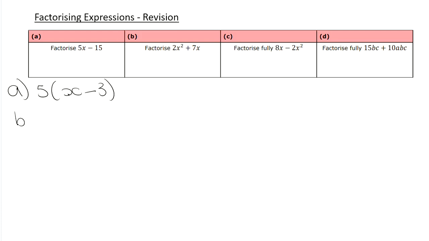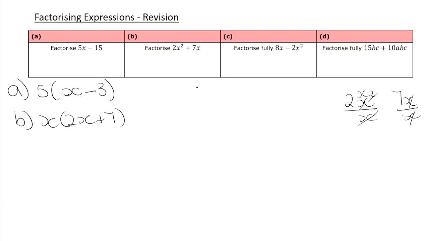So if I look at B, this time we have 2 and a 7. So there's no common factors with the numbers, but we have an x squared and an x. So I'm going to take x outside my bracket. So I'm just going to write by here, 2x squared divided by x. So this is going to cancel, just leave 1x. So we'll have 2x. And then we have 7x. So 7x divided by x, the x's cancel, just 7. So this is going to be plus 7.